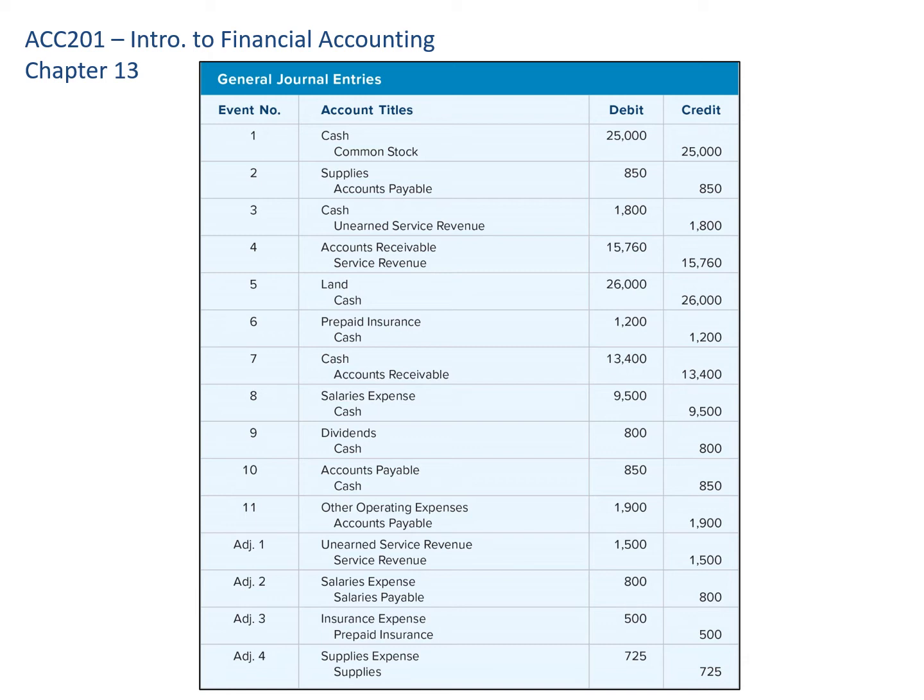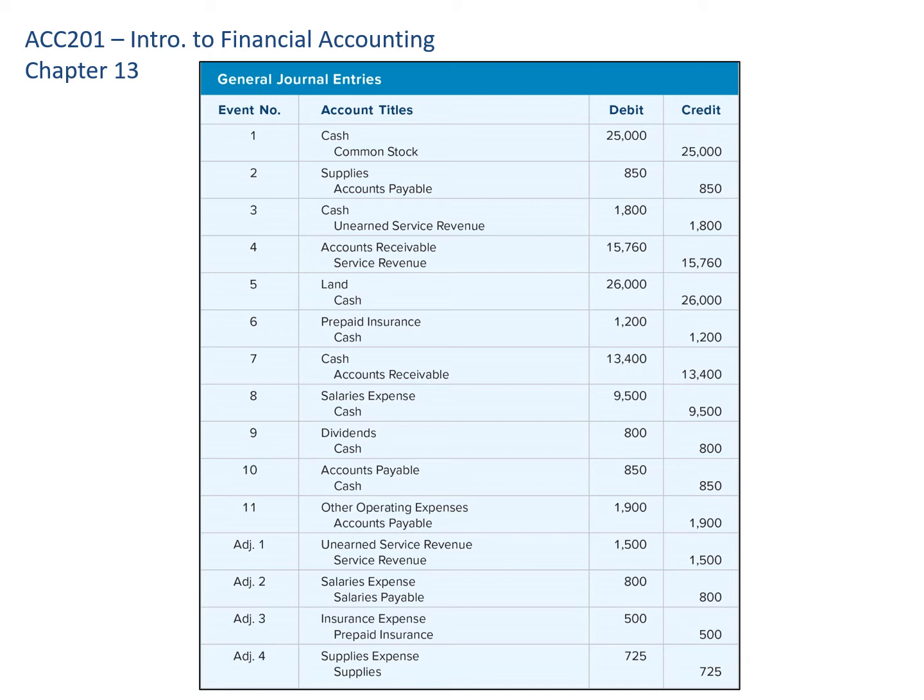Event number 10, I paid $850 cash to settle accounts payable. So I've got two things that are going down here. I've got a liability that's decreasing and I've got an asset that's decreasing. I record decreases to an asset with a credit. I record decreases to liabilities with a debit. Remember, I increase liabilities with a credit, so I decrease them with a debit. So I debit the liability for $850 and I credit cash for $850.